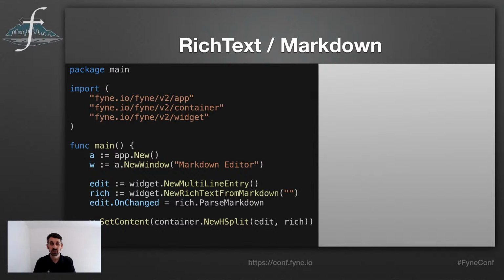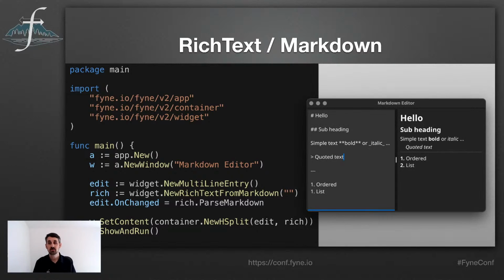We set the content of the window to be a horizontal split with the editor on the left and the rich text on the right, and we show this window and run it. Not many lines of code there, but what you have is a complete markdown text editor where you're editing text on the left and it's live updating on the right, as you can see in the screenshot here. I think that shows the power available in some of these APIs.